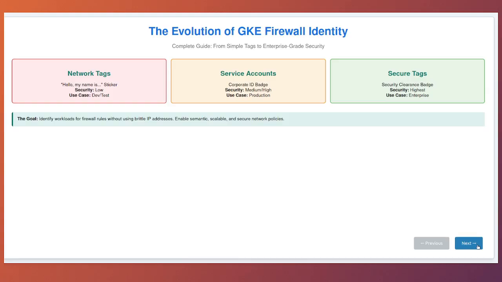The three approaches we'll explore today represent the evolution of how Google Cloud thinks about resource identification. We'll start with the simplest approach that most people use, move to the production-ready standard, and finish with the enterprise-grade solution that enables true governance at scale.